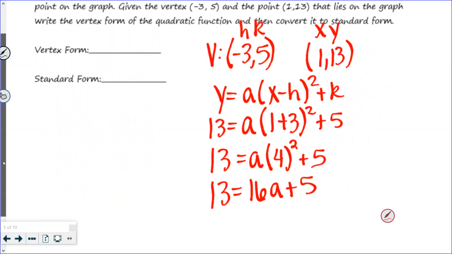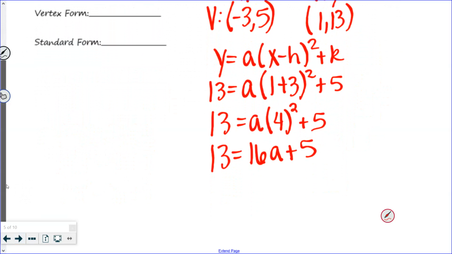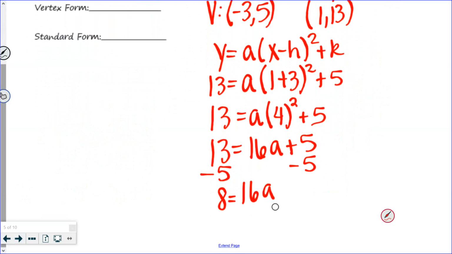We're trying to solve for a, so we want to get a by itself, which means I need to move this 5 over. It's positive 5, so we'll do the opposite and subtract 5. So 13 minus 5 is 8. It's equal to 16a. And then our last step, remember, you're trying to get a by itself, so we're not going to divide by 8. We want to divide by whatever's in front of a, which is 16. Here it cancels off and I just have a. As I said, 8 divided by 16 would be 1/2.